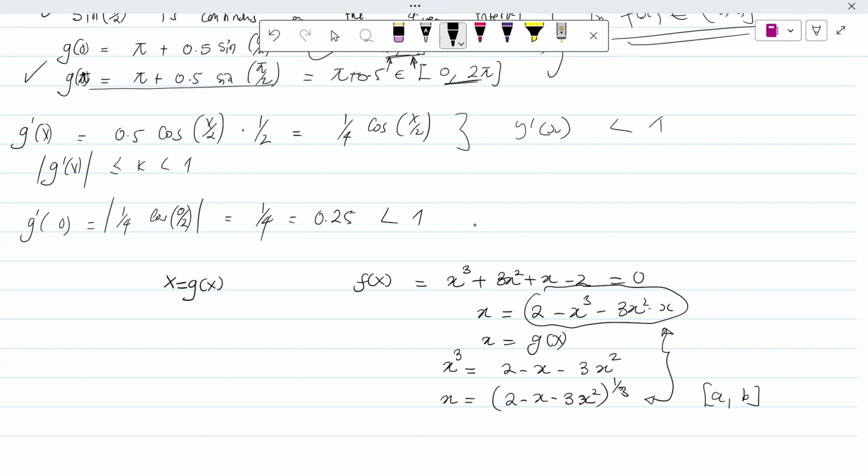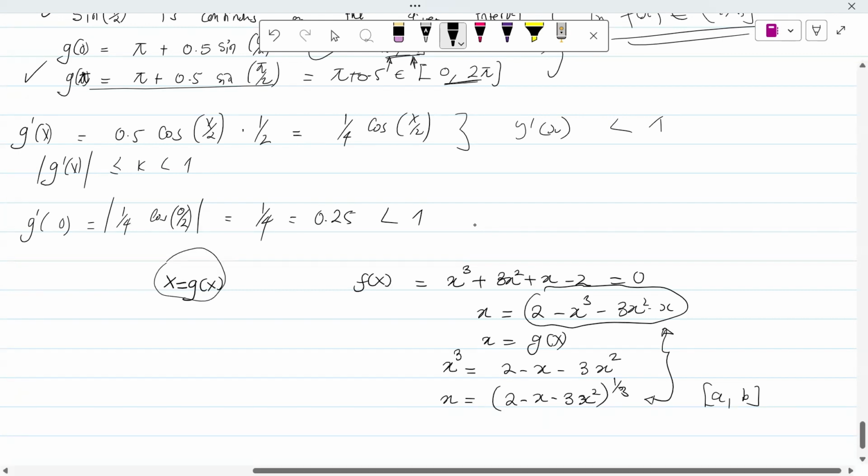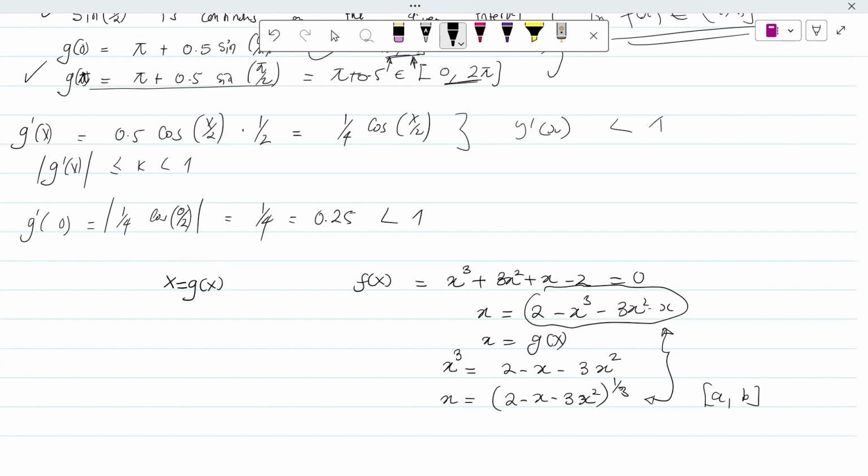Sometimes the function will not be given to you in the form x equal to g of x. Sometimes you may be required to write it in a special form, in a way that the function is going to converge. So you can try a couple of different arrangements, test them on that given interval, and then start doing your iterations.